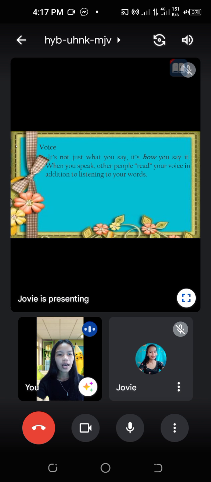Okay, next we have the voice. Someone says that voice is included in verbal communication, but in this type of nonverbal communication, it is not just a short message or a word being taught. So it is not just what you say, it's how you say it. When you speak, other people read your voice in addition to listening to your words.